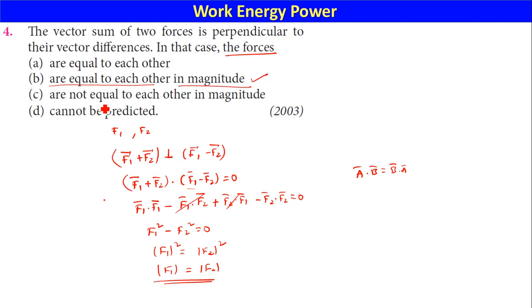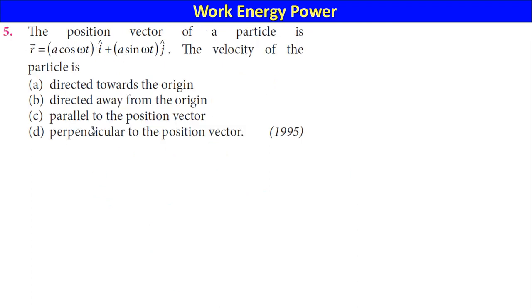You can look at other options. It doesn't match. Next, the position vector of a particle is this. The velocity of a particle is, so basically the first problem is of a similar kind. One extra a is there here, that's it. Okay, so now you can say that the velocity vector is directed towards the origin. That's what he has given.